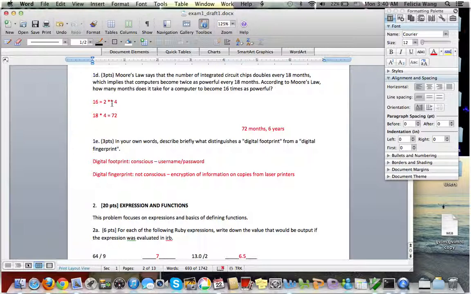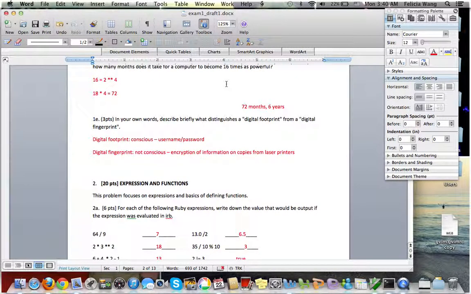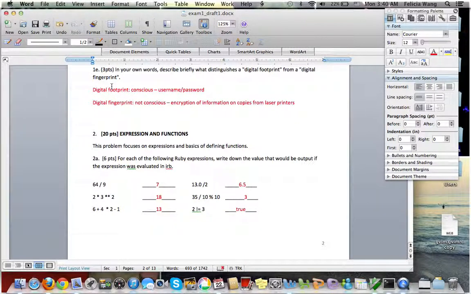So if we think of this in terms of base 2, we know that 16 is 2 raised to the 4th power, which means that this has doubled 4 times. So now that we know that it doubles every 18 months, we can multiply 4 by 18. That becomes 72. So that's 72 months or 6 years. Either answer is acceptable.